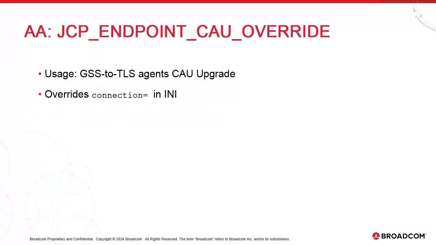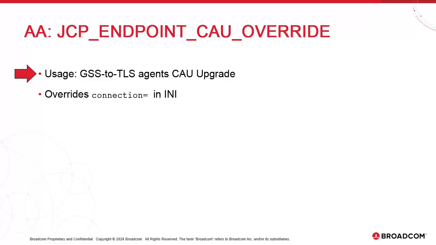The scope of this feature is narrow. We're only talking about situations where a GSS agent, in other words, one that is not secured with TLS, is upgraded to TLS level security by way of the centralized agent upgrade. Under default circumstances, CAU updates the connection setting in the agent's INI file to the standard JCP hostname and port of the automation engine.